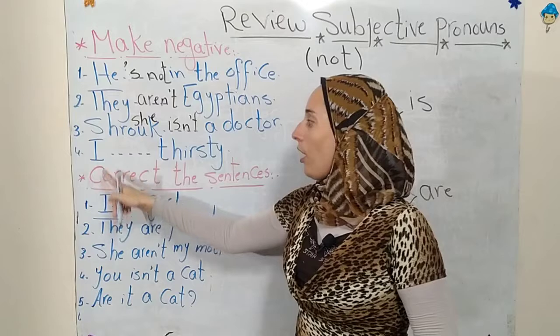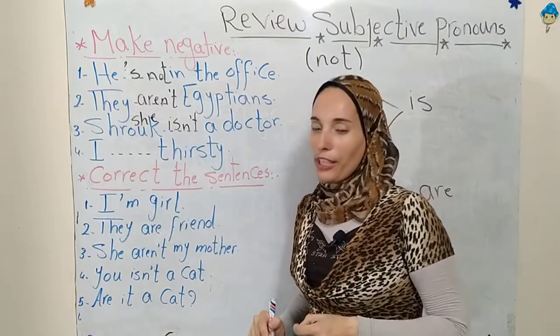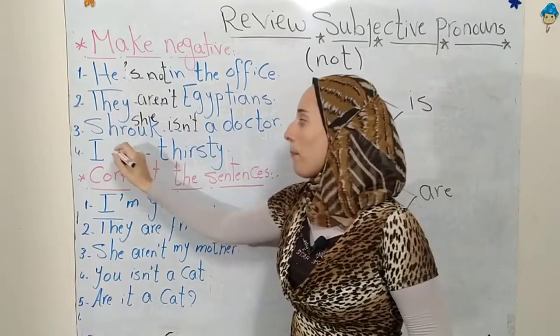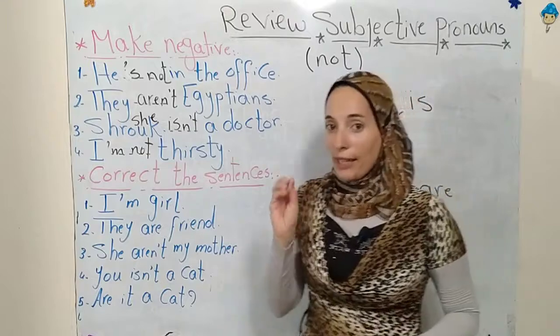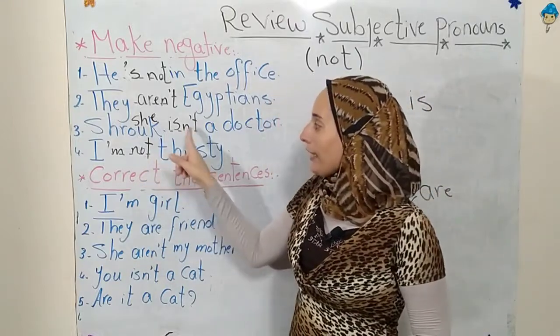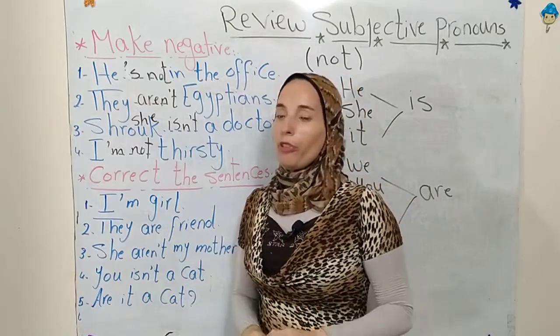Okay number 4: I space thirsty. I takes am. برافو عليكم. So I'm not thirsty. يبقى احنا زي ما احنا شايفين كده ان not جت فين؟ after verb to be، بعد verb to be، عشان محدش يحطها before verb to be.